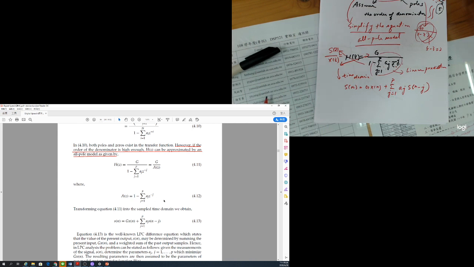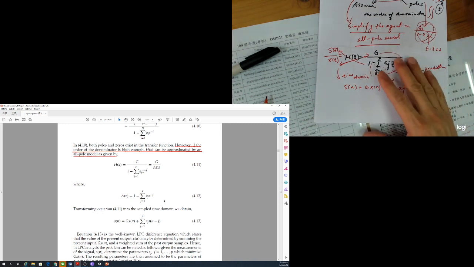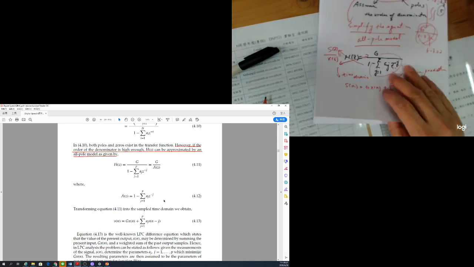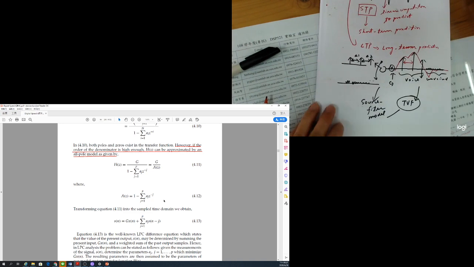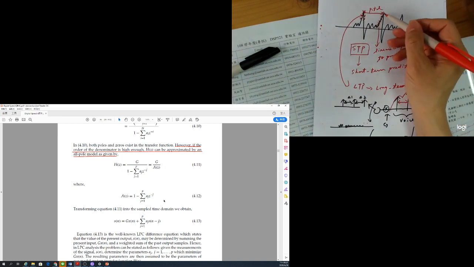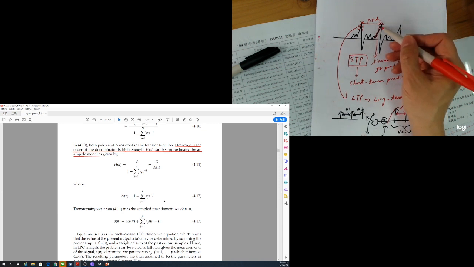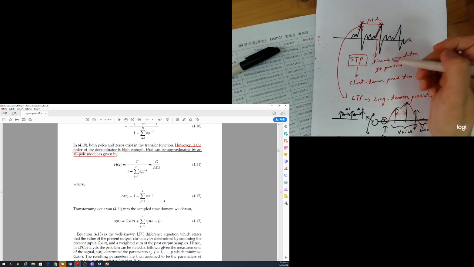So you can see we have an input signal, and this is our output signal. Our input signal will be the trigger signal multiplied by gain, and our output signal is based on the previous signals, performing a linear combination. You can see this is a linear combination, as we said before. What is short-term prediction? Short-term prediction is that you try to predict this point based on its neighboring samples by doing a linear combination.